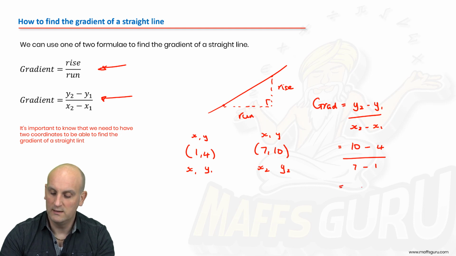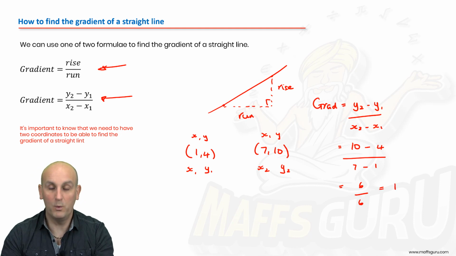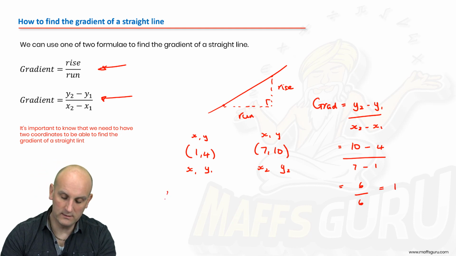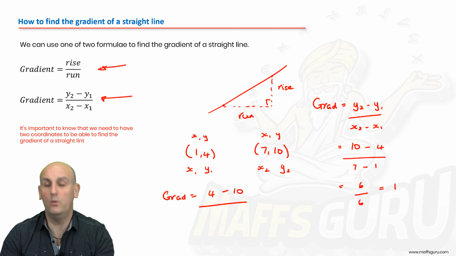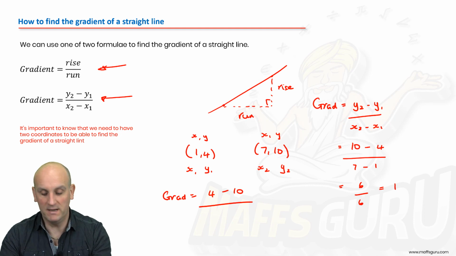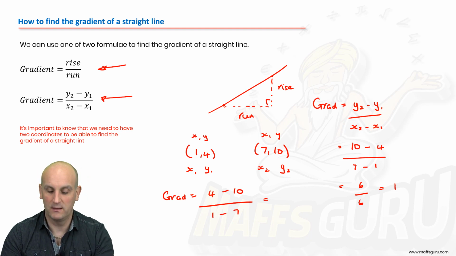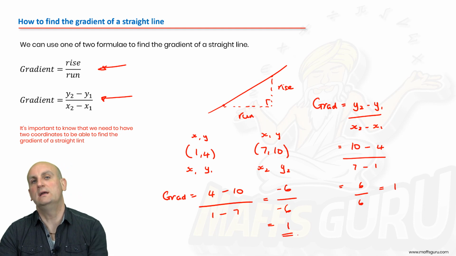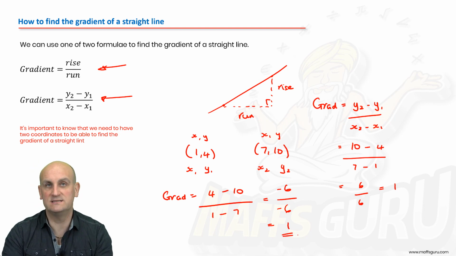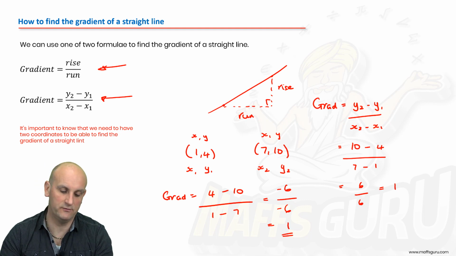So 10 minus 4 gives me 6, 7 minus 1 gives me 6, and 6 divided by 6 gives me 1. But what if I did it the other way around? Well, let's just check. I'd have gradient is equal to, now in this situation I'm going to do 4 minus 10. I have to subtract the y values, but it doesn't matter. I can do the first y value, take away the second y value, and then the first x value, take away the second x value. Now all I'm going to end up with here is negative numbers. 4 minus 10 is minus 6, 1 minus 7 is minus 6, and when I do a number divided by itself, I in fact get 1 again. So I actually really like that second gradient formula. It's going to make life a lot easier in later videos.